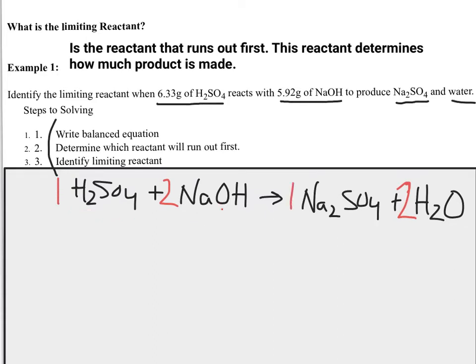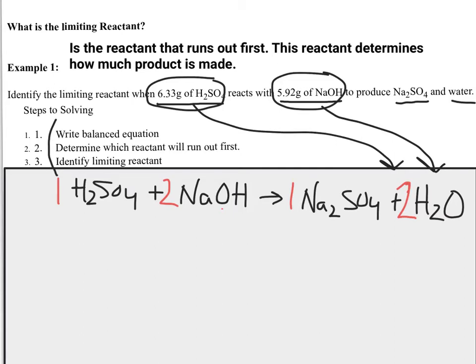Now that we have it balanced, we want to determine which reactant will run out first. To do that, it's very simple. We're going to take each reactant and convert them both to the same product. Since I don't care which product I'm going to find, I'm going to take the one that's easiest to solve for. So I'm going to look for water, H2O.